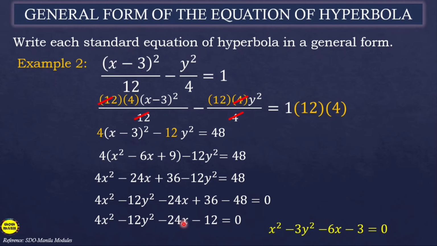Negative 24x divide 4, the answer is negative 6x. Negative 12 divide 4, that is negative 3. 0 divide 4, still 0. So this will be our final answer. X squared minus 3y squared minus 6x minus 3 is equal to 0.